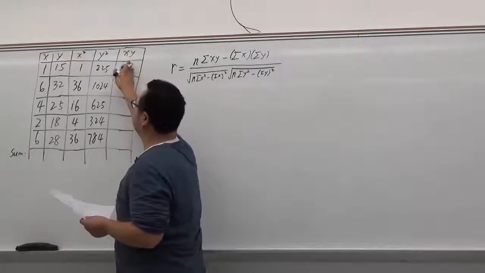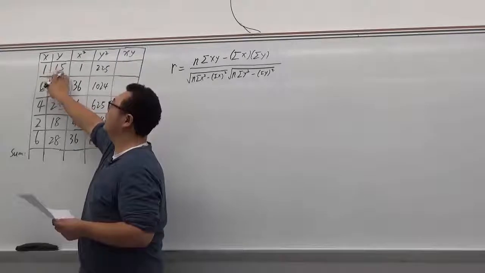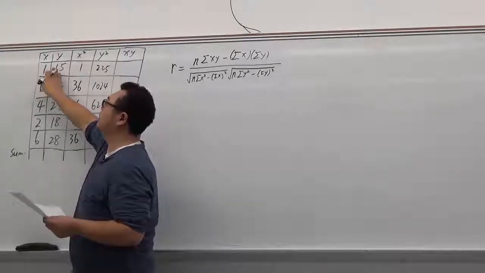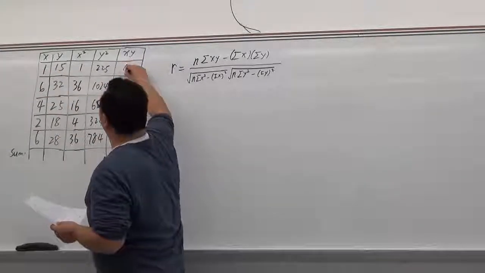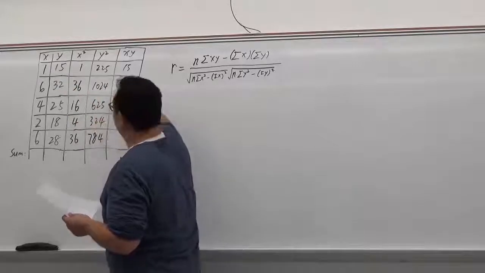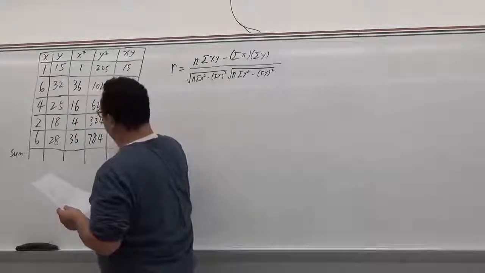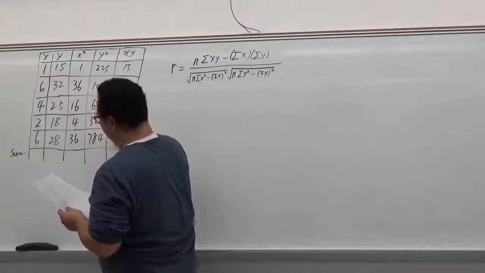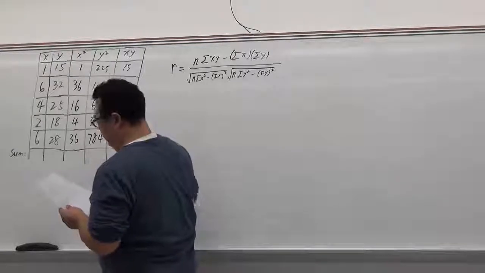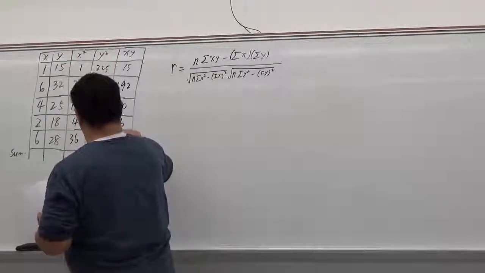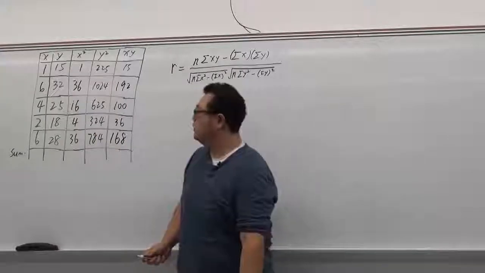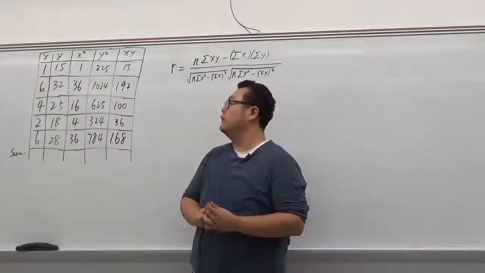The last one, we take the product of x and y. That is respectively 1 and 15 multiplied together, 6 and 32 is 192, and so on. The last one is 168. Okay, so that is the table of xy.